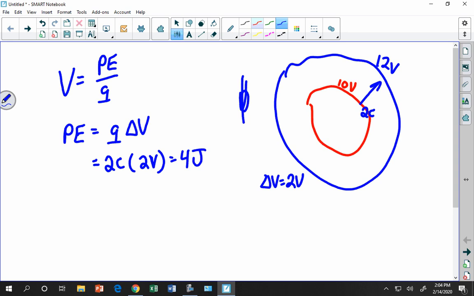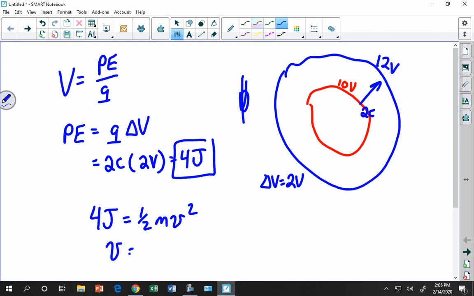And then we talked about in that first, this was before our exam, right? Because we did chapter 2 at the beginning before we did our exam. I can take this energy that my particle now has, and I can figure out what the speed of that particle is. And so I can say that that 4 joules is equal to my kinetic energy, which is 1/2 mv squared, and I can solve for v.